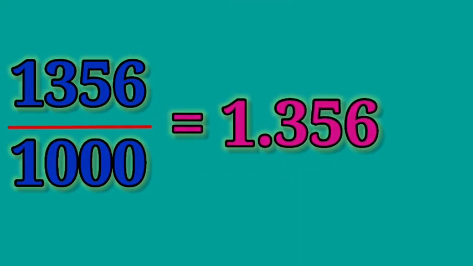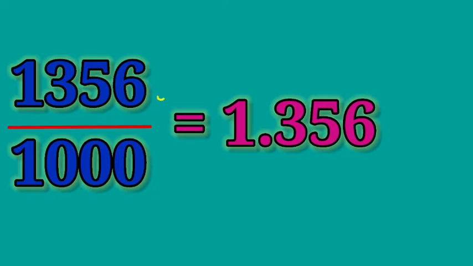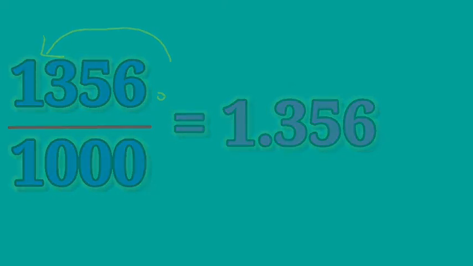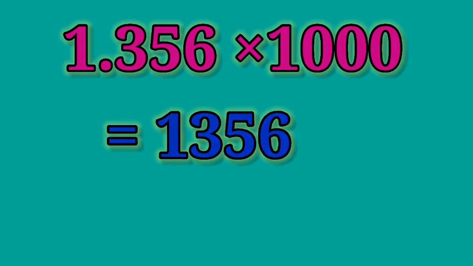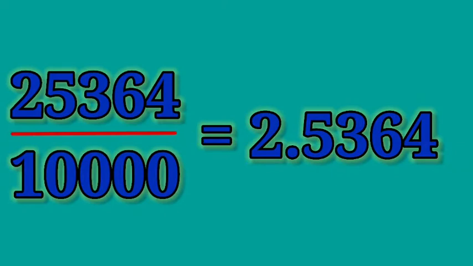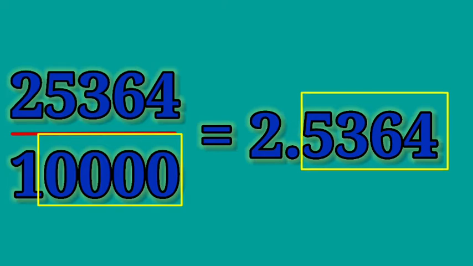When we divide 1356 by 1000, we get 1.356. When we multiply 1.356 by 1000, we get 1356. From this we learn one thing, that the decimal point comes before as many digits as there are zeros in the divisor. Here there are 4 zeros in the divisor, so the decimal point should come before 4 digits.